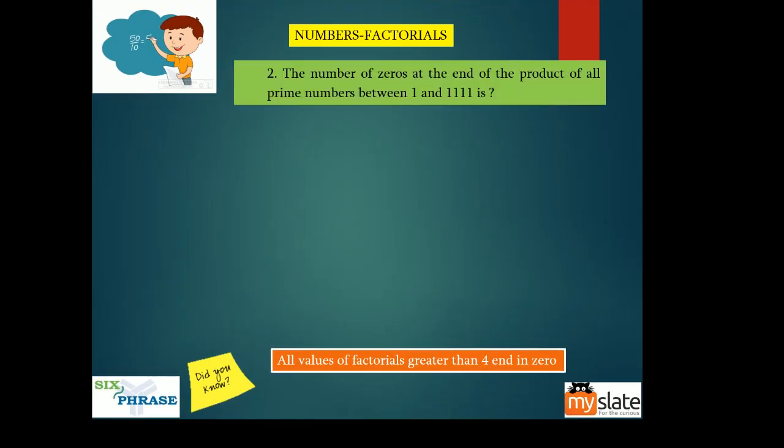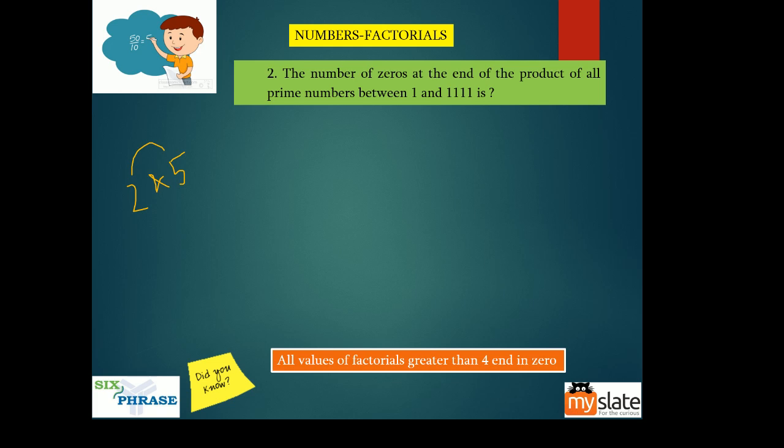Now the number of zeros at the end of the product of all prime numbers between 1 and 1111. What is the number of zeros? Now if you've gone through my prime factorization video, I would have talked about a special quality that 2 and 5 have. 2 and 5 are prime numbers, guys. But 2 and 5 are the only prime numbers which end in 2 and 5. There is no other prime number which ends in 2 or 5.